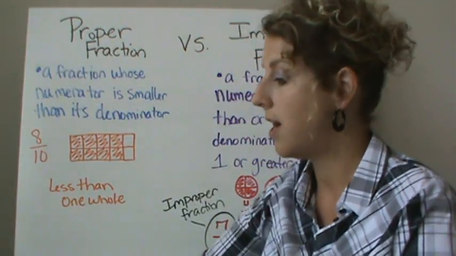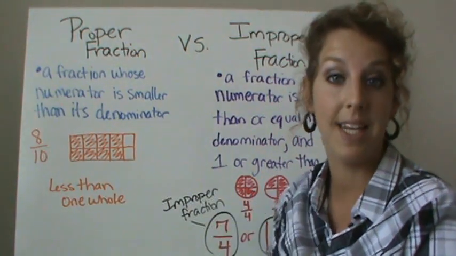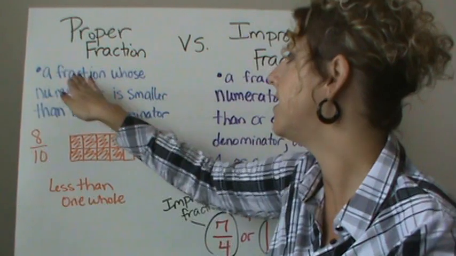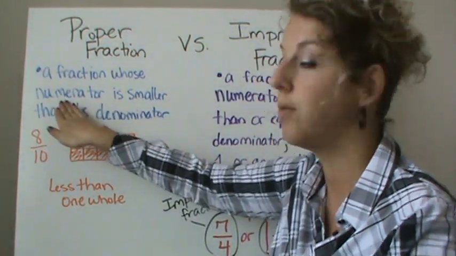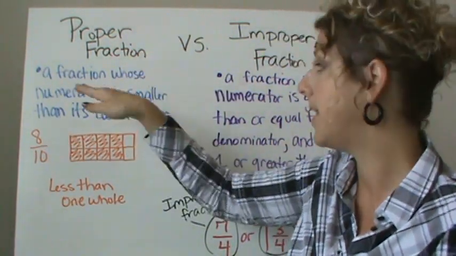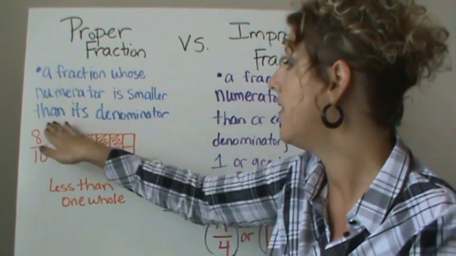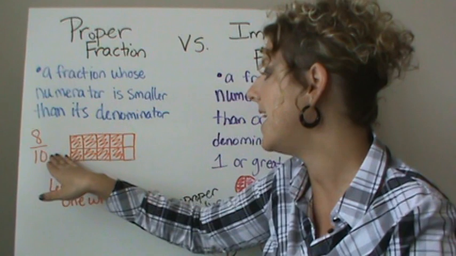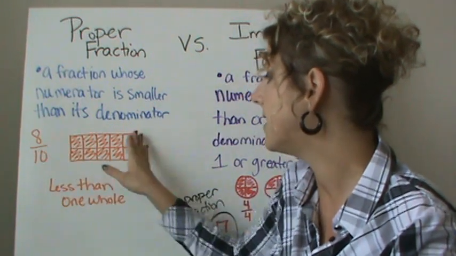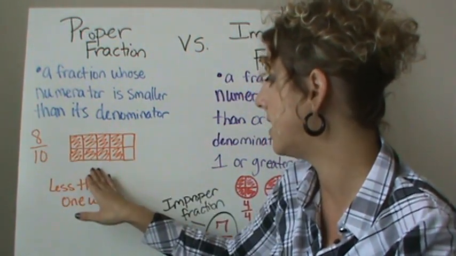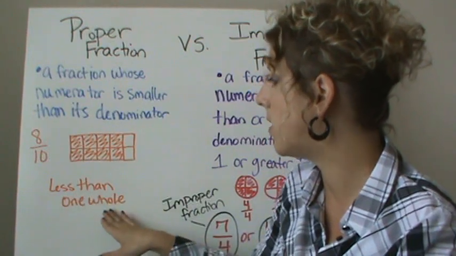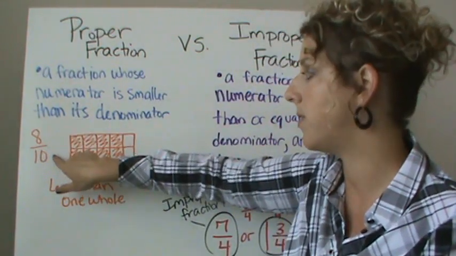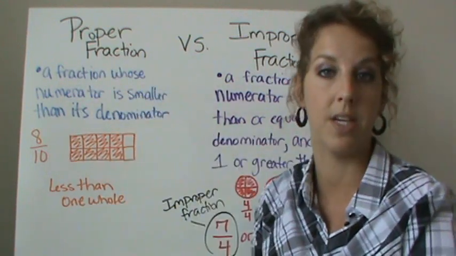Okay, you might hear me say proper fraction and improper fraction. A proper fraction is a fraction whose numerator, remember the number on top, is smaller than its denominator, the number downstairs. So if we have 8/10, 8/10 of this picture is shaded in, it's less than 1. The numerator is less than the denominator. This is what we would call a proper fraction.